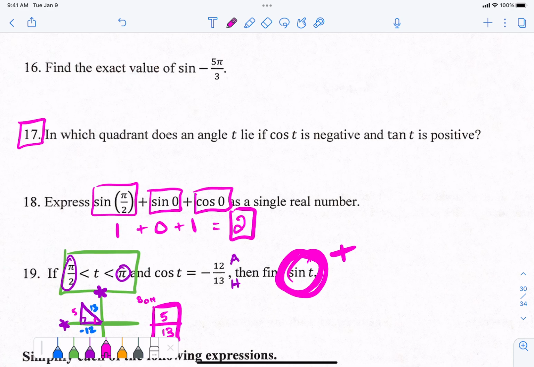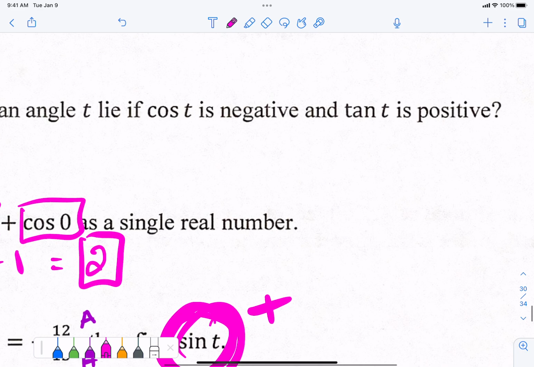All right, you ready for 17? It says what quadrant? We know two things. We know cosine is negative. What is cosine? The x coordinate, right? So we're talking about the x coordinate being negative. Which quadrant has the x coordinates negative?